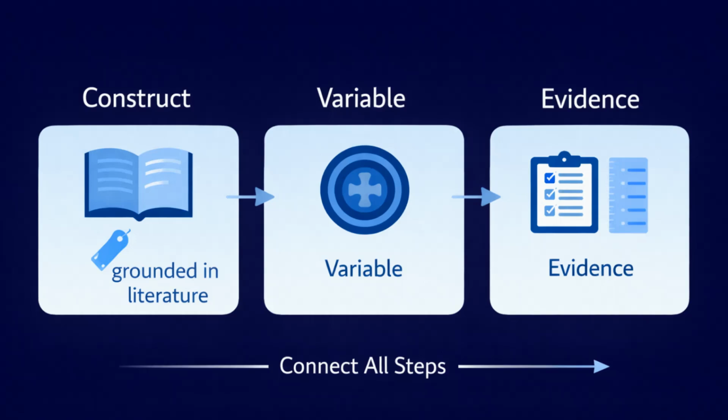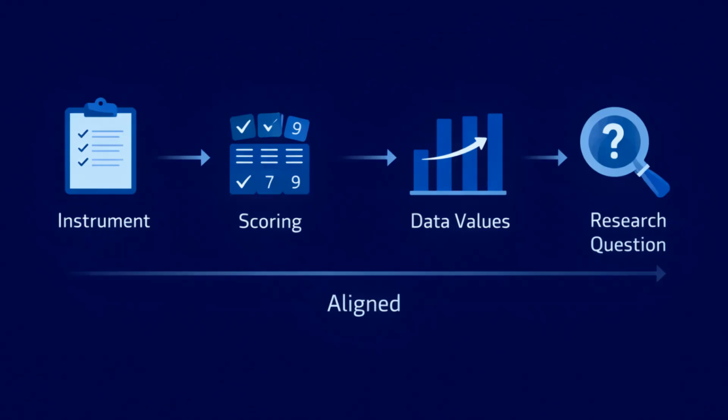There are specific criteria that determine whether alignment is present. The construct must be clearly defined and grounded in the literature. The variable must directly represent a dimension of that construct. The operational definition must specify what counts as evidence of the variable. The instrument must be capable of producing data that match that operational definition. The scoring or coding procedure must yield values that correspond to the variable. The analysis must use those values to address the research question. When those pieces are visibly connected, alignment is achieved.